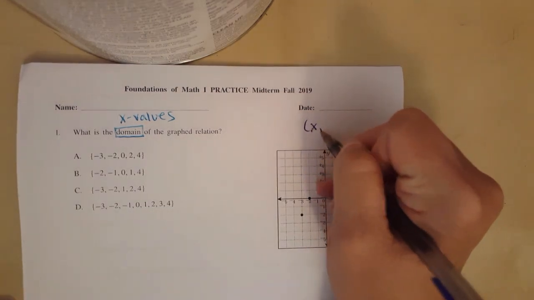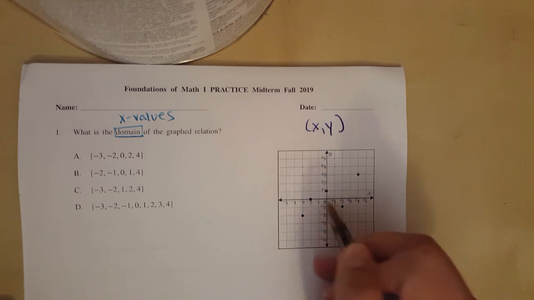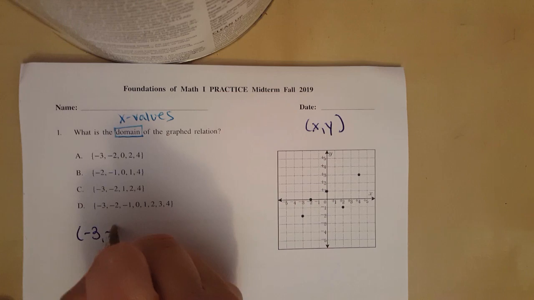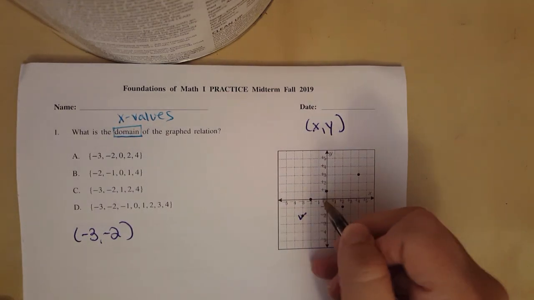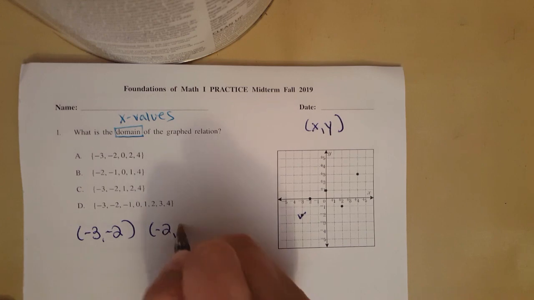Remember, in ordered pairs we have x and then y. So to get to this first ordered pair, I go left 3 and down 2. Left is negative and down is negative. So that ordered pair is -3, -2. And I'm going to put a check. My next ordered pair right here, remember it's the over number first, that's -2. And then up 0, so -2, 0.